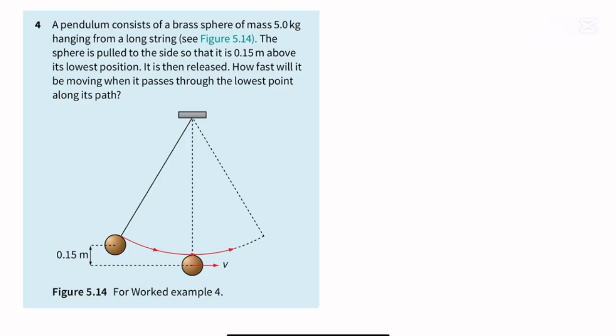And so anyways, I'm going to do this question. It's the pendulum question. It's about energy, work, and power. So yes, we're doing this. Let's get straight into it.